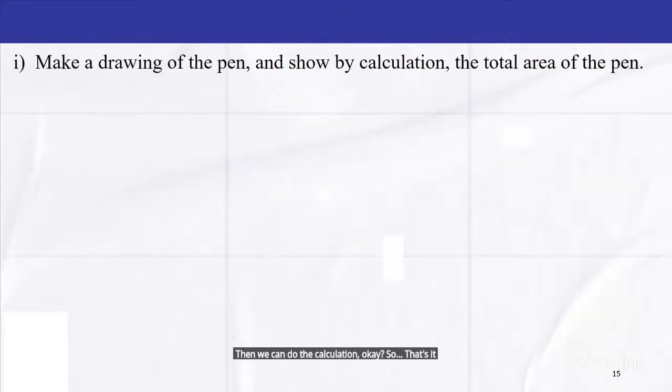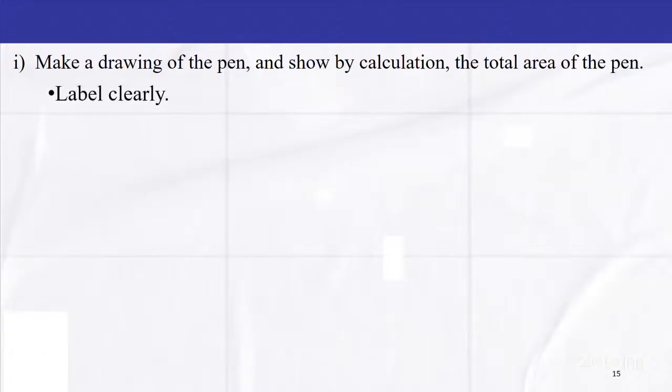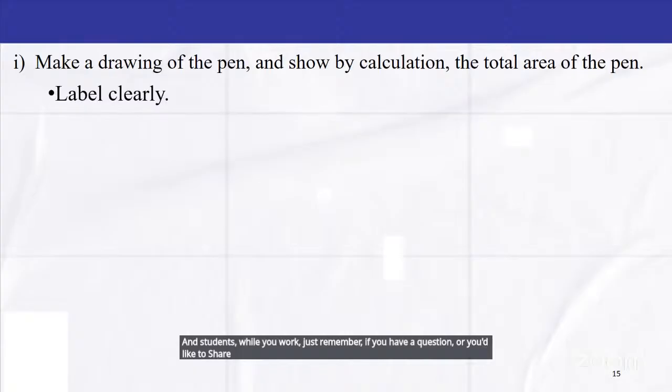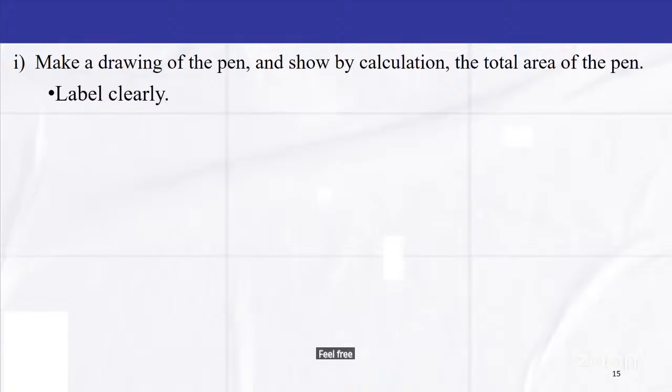That's it for now, 30 seconds. Label your diagram clearly. And students, while you work, just remember, if you have a question or you'd like to share your thoughts verbally, feel free to raise your hands so that you can be unmuted, so that you have the opportunity to share or to ask your questions to gain the clarity that you need. Okay. All right. Thank you, Mrs. Seal.